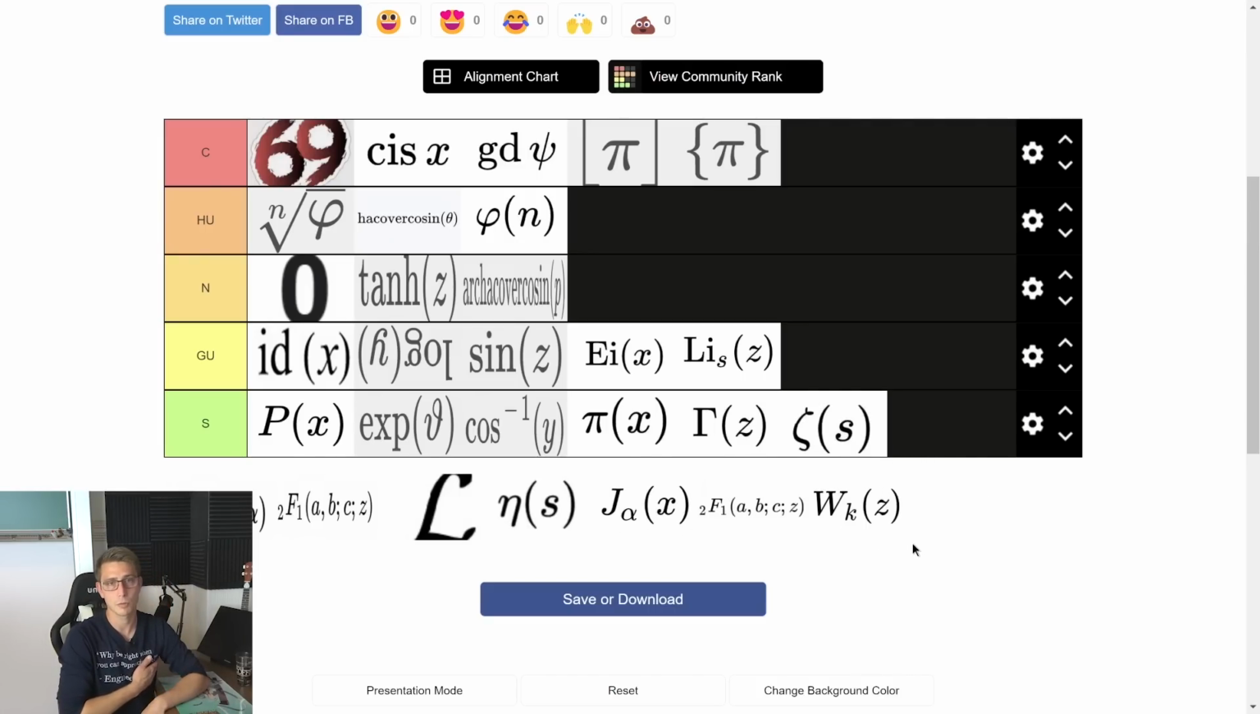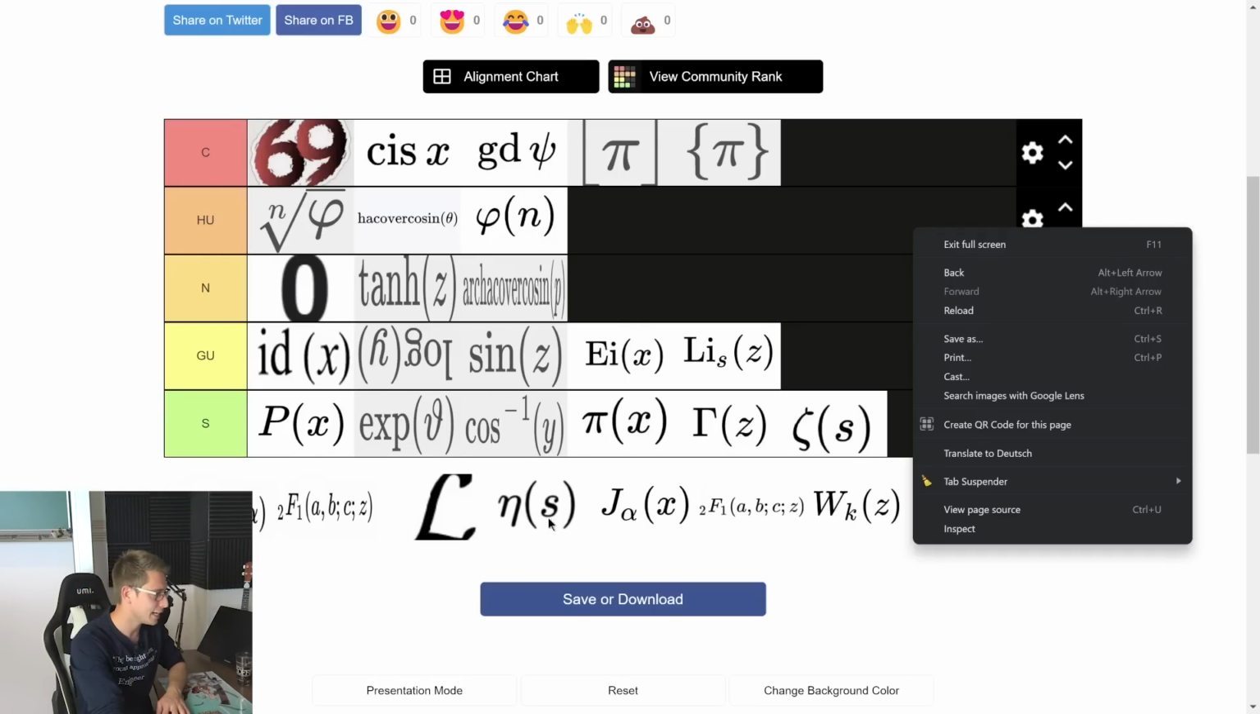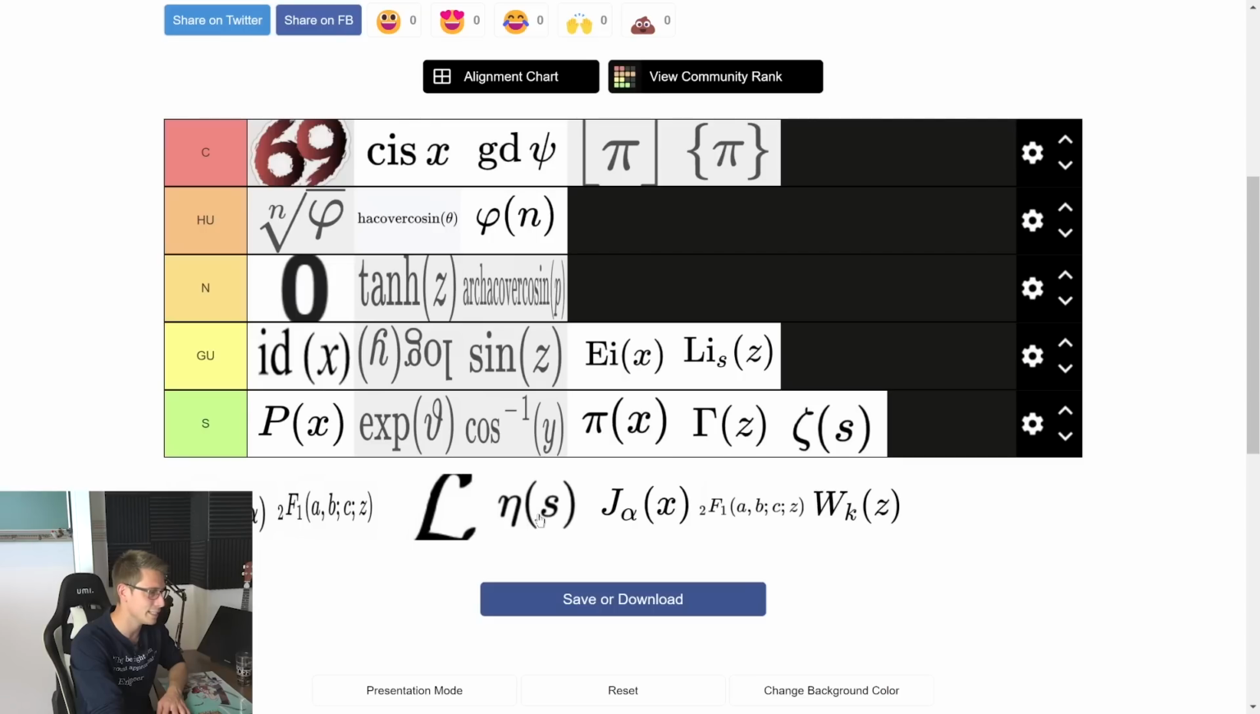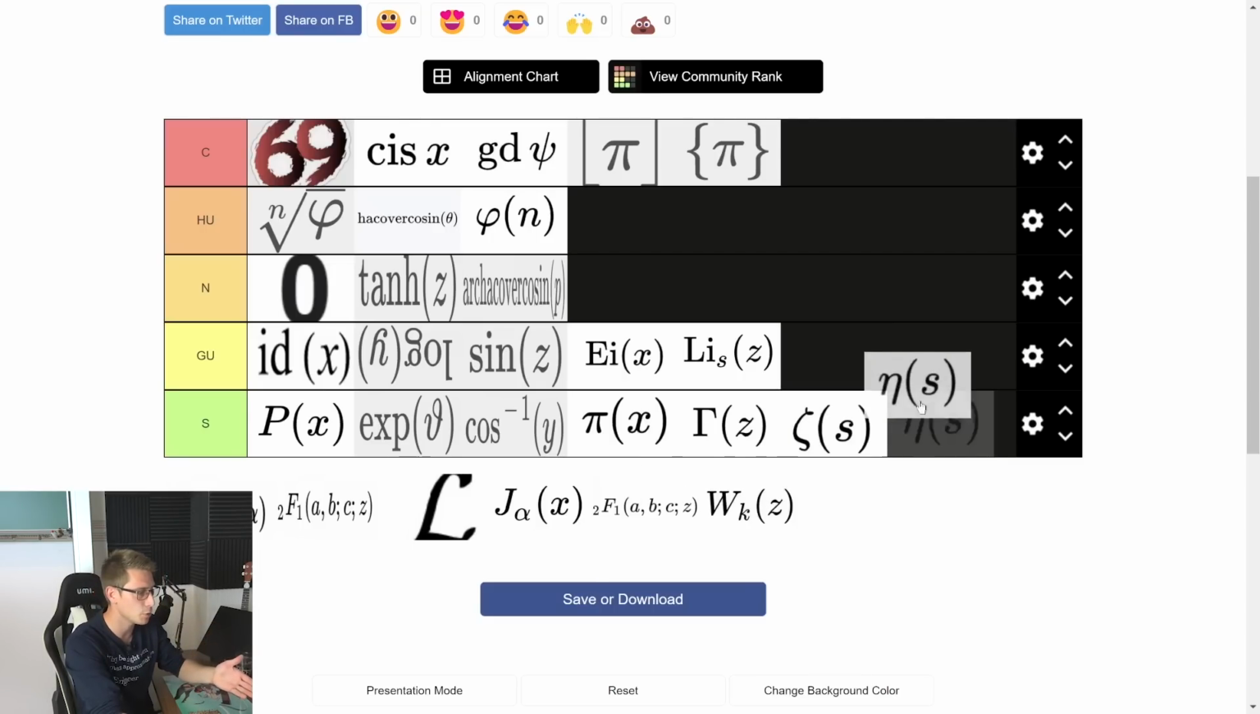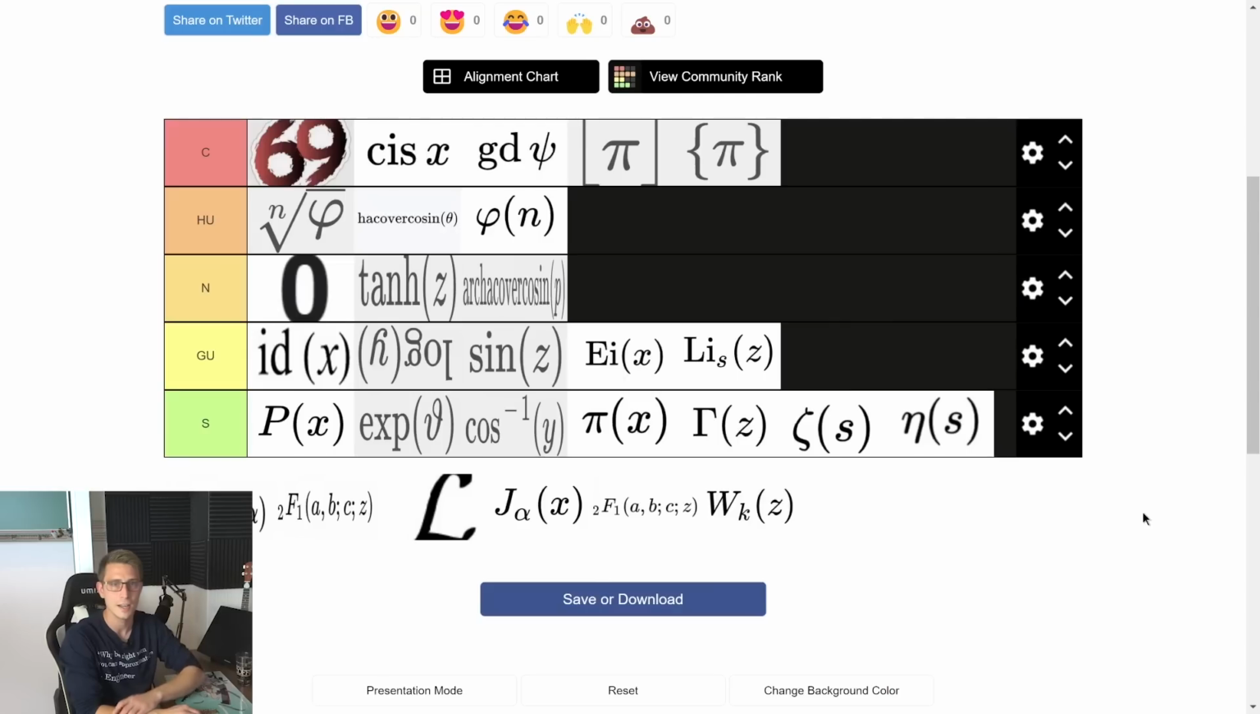And equivalently, close to my heart is the Dirichlet eta function. I actually like it even more. It's a great little brother. It's the alternating version of Riemann's zeta function. And it doesn't have the same convergence issues. It converges better than Riemann's zeta function. I just like to work with it. And I can put it higher than Riemann's zeta function. If there were an even greater rank than S, I would put it there because it's my most favorite function ever, but I'm still going to put it here into the S rank.